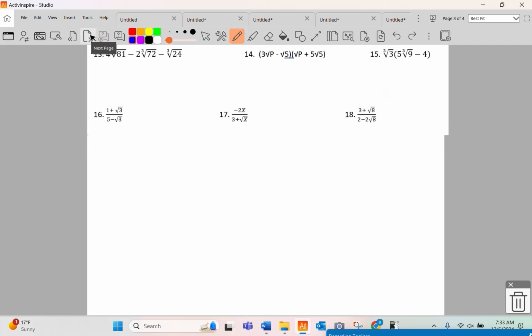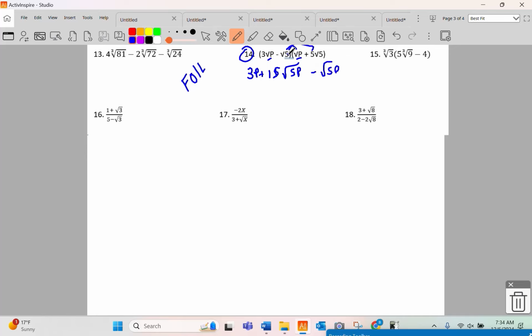All right. This is the FOIL technique. 3 root p times root p is going to be 3p, because a radical times itself is a number inside. 3 times 5 is 15. And a root of p times a root of 5 is going to be a root of 5p. Moving on to the interior. So that was plus 15, right? Here we have a root of p times a negative root of 5, so minus root 5p.